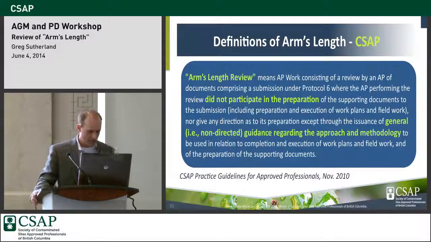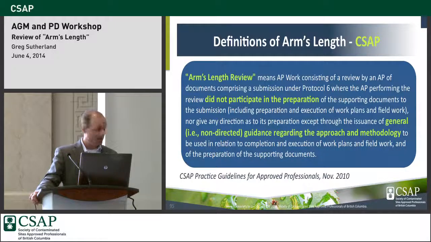CSAP has reference to this as well in their practice guidelines, and again, a whole bunch of text, but you'll see similar wording for good reason. Do not participate in the preparation of the document or the work, and that any direction should be limited to general guidance, i.e. non-directed guidance regarding the approach and the methodology.